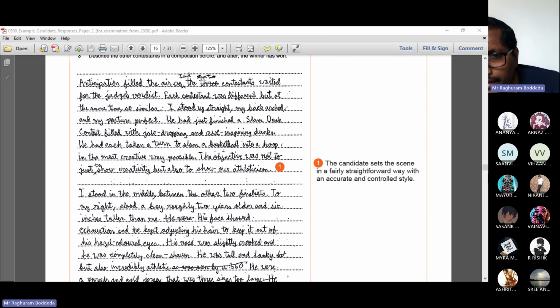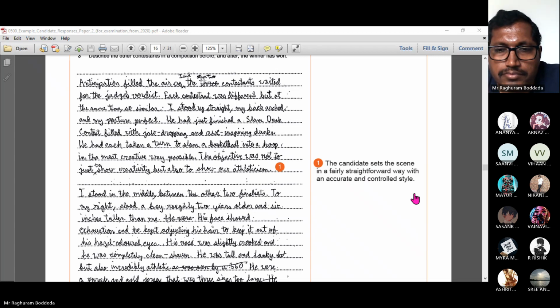Arnaz. Anaga. Vainavi. Anaga and Vainavi.